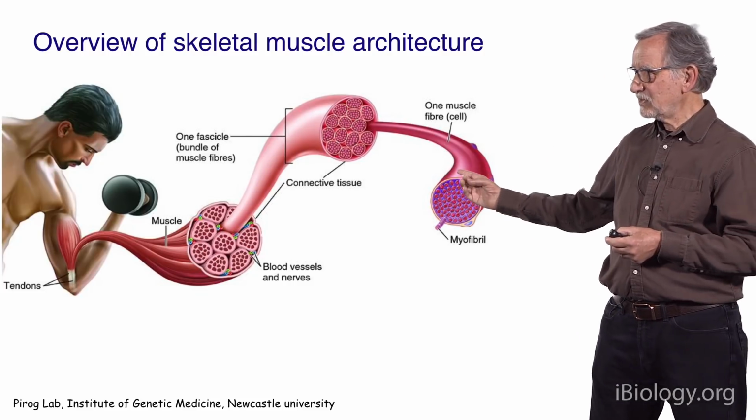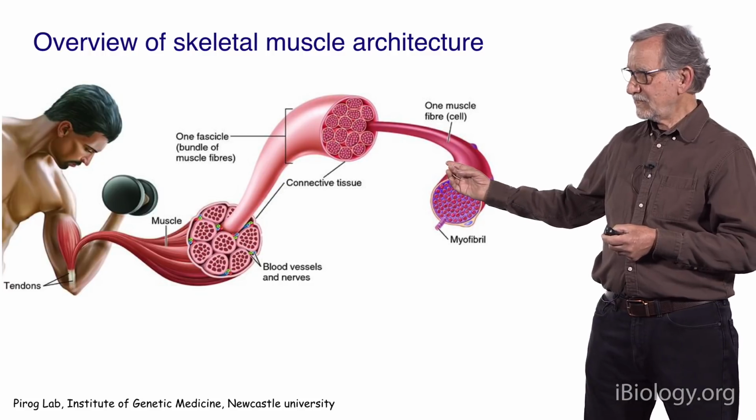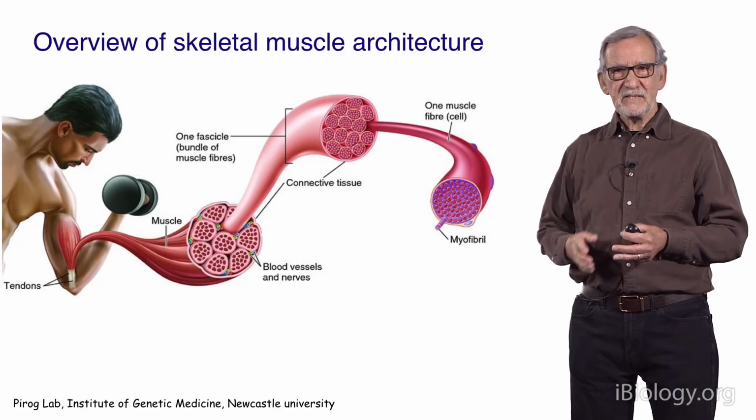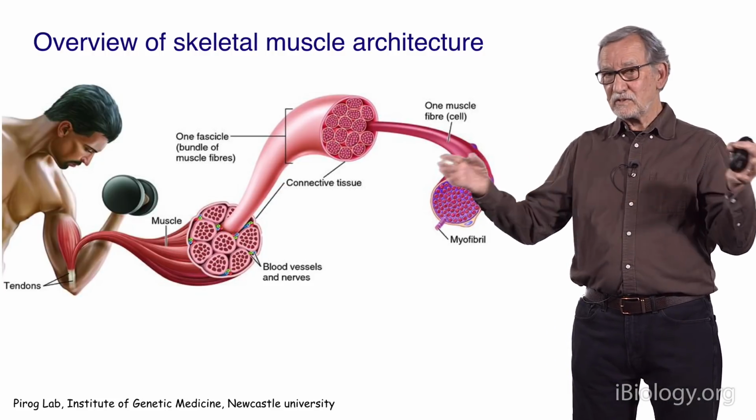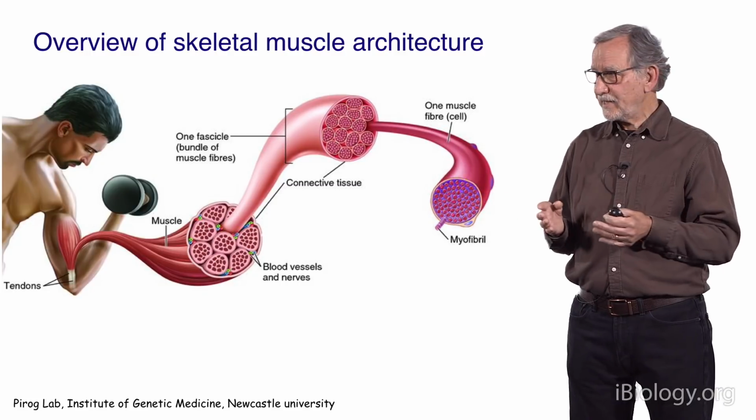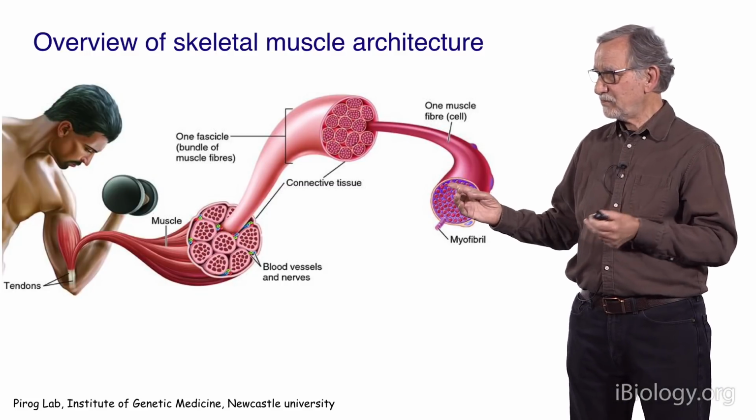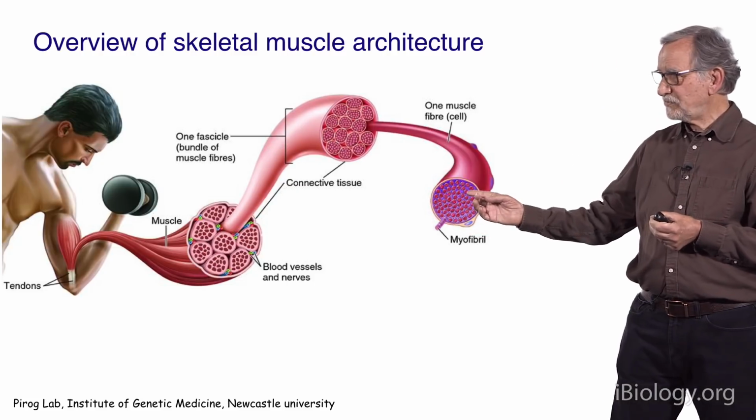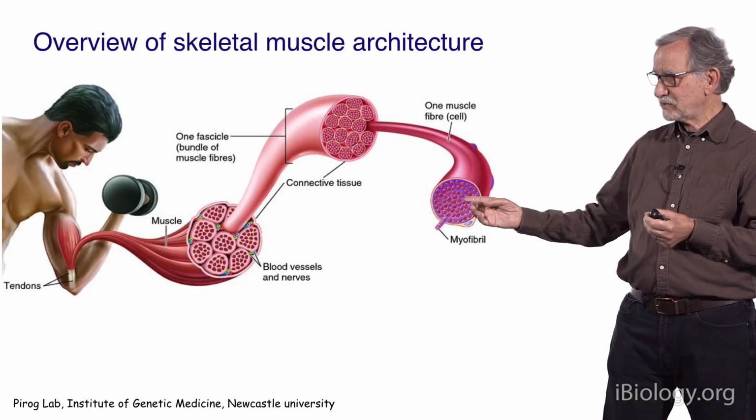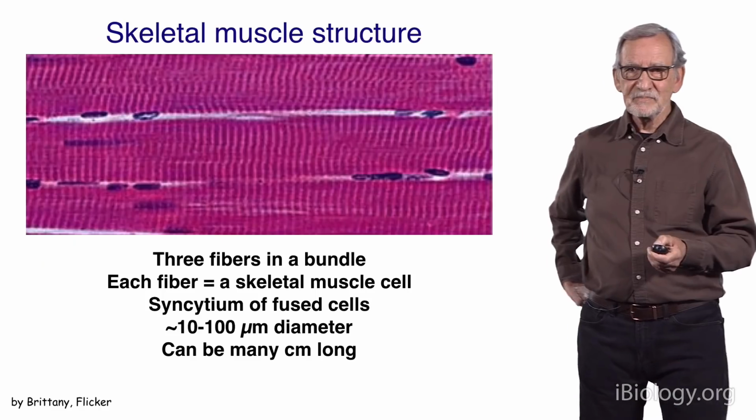So that fiber is surrounded by a normal plasma membrane. And you can see it's very, very long. So even though it's a single cell, it can be several centimeters or even much longer than that in length. And it's very, very thin, 10 to 100 microns. And it's filled with cytoplasmic constituents, which are called myofibrils, which we'll be looking at shortly.